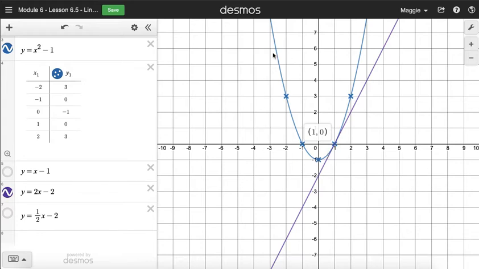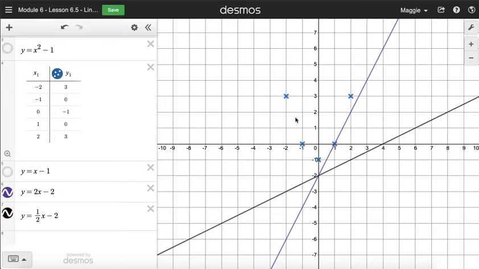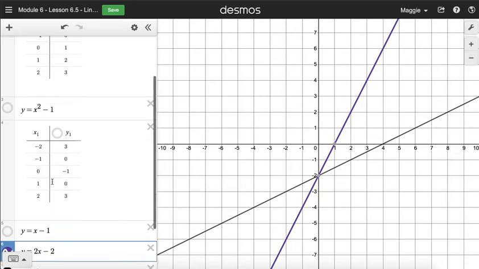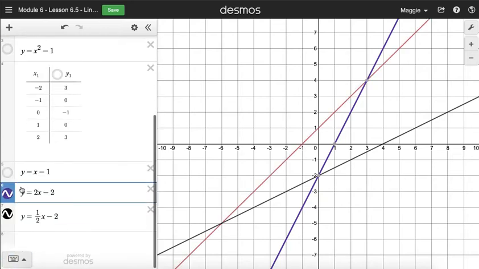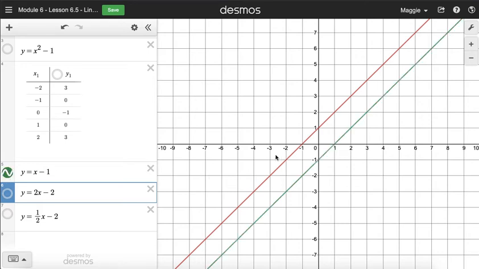One of the big ideas that I want you to take away from all of this is that if you have a parabola and a line, you could have three possible answers. Just like when we were dealing with special systems of linear equations, with two lines we could have one solution where they intersect here. We could have no solutions, and we could have infinite solutions if we graphed the same line on top of each other. So we could have three different options.